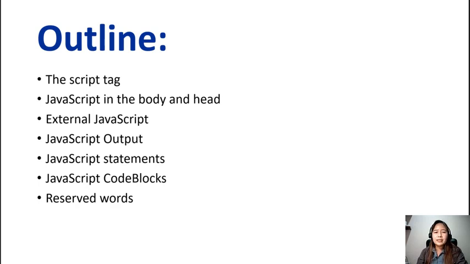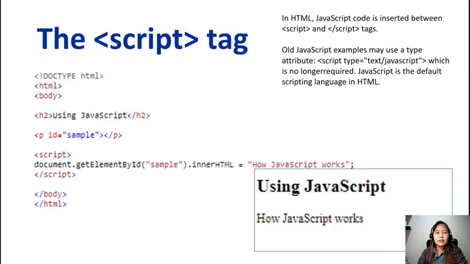We will also be discussing the different JavaScript statements, how they end, how they work, how they behave. At the same time, I will also be talking about code blocks in case you have more than one statement to include in your JavaScript code. I will also be talking about reserved words, which are words that you could not use in your variables. Alright, so let's start with the script tag.